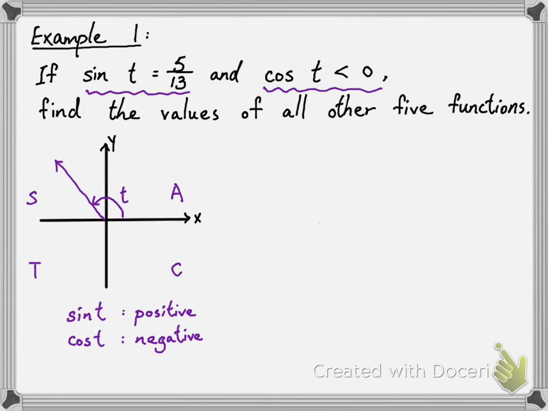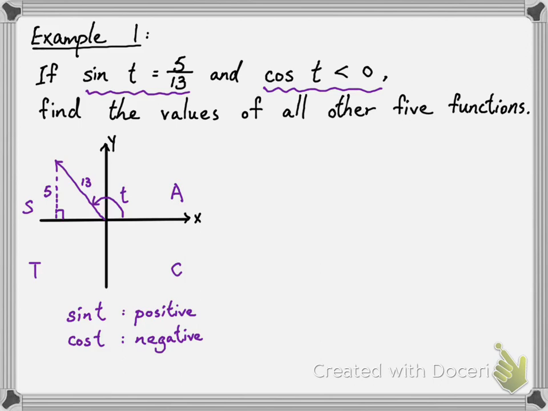Now, on the terminal side, we will draw a dashed vertical line onto the x-axis. Now we need to put down the ratio. Sine t equals 5/13, that is opposite side over hypotenuse. Now we have one missing side, so which theorem should we use to find the missing side of a right triangle? Correct, the Pythagorean theorem.